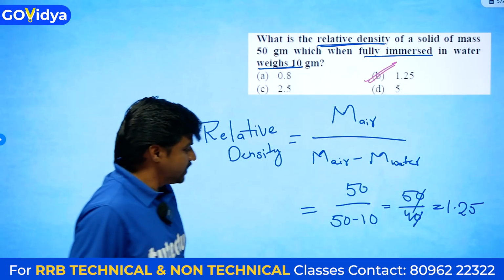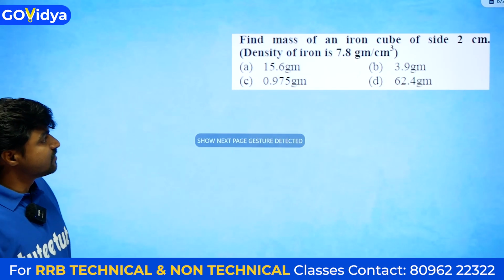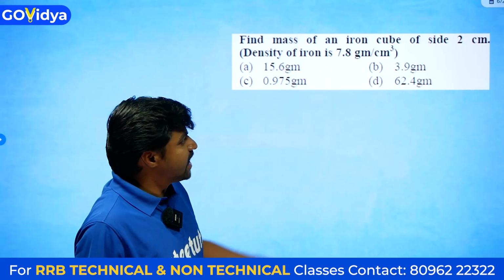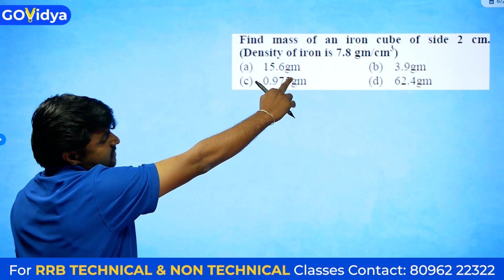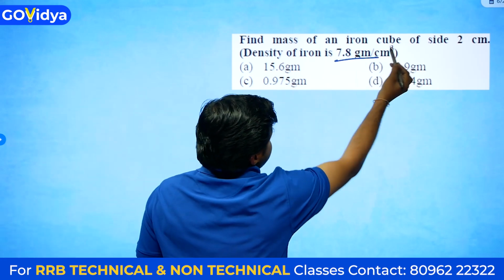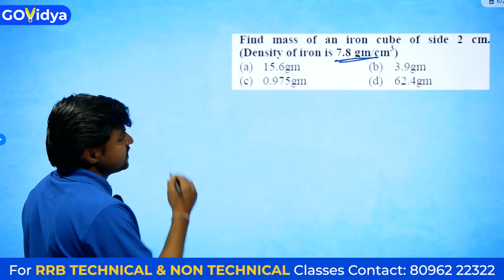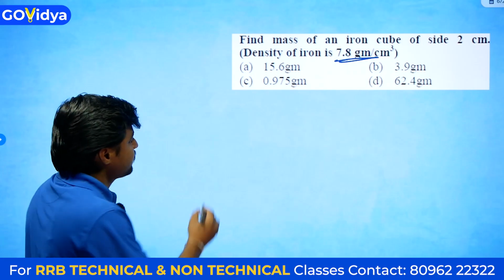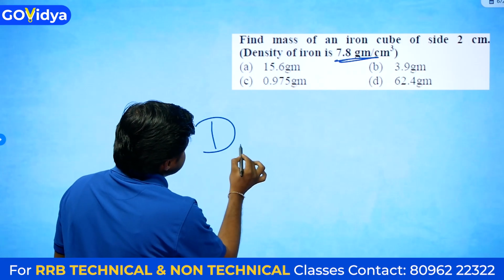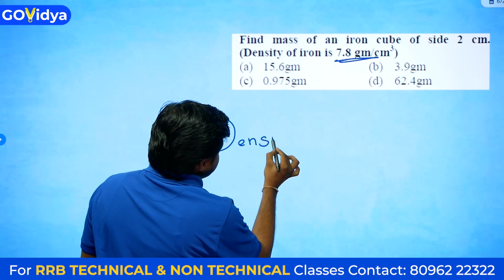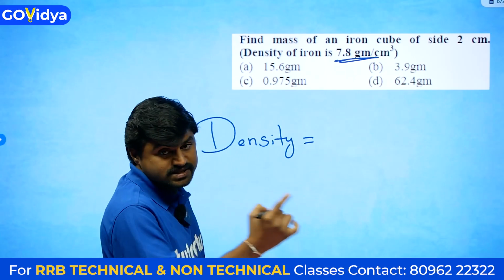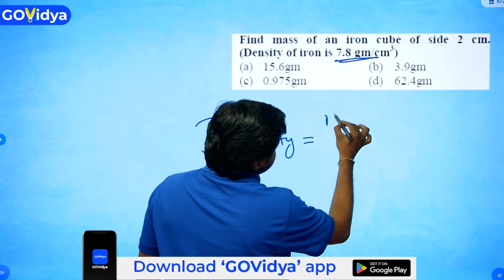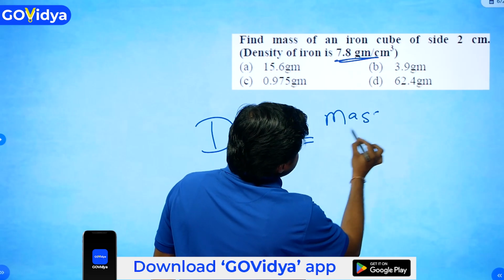Okay, next question. Find the mass of the iron cube having side 2 centimeters. Okay, density of the iron is 7.8 grams per meter cube. What is the formula of density? Density is equal to mass by volume.